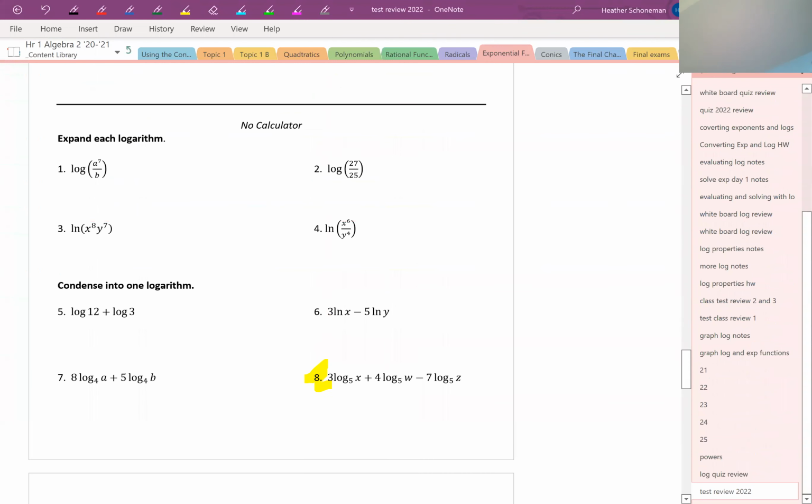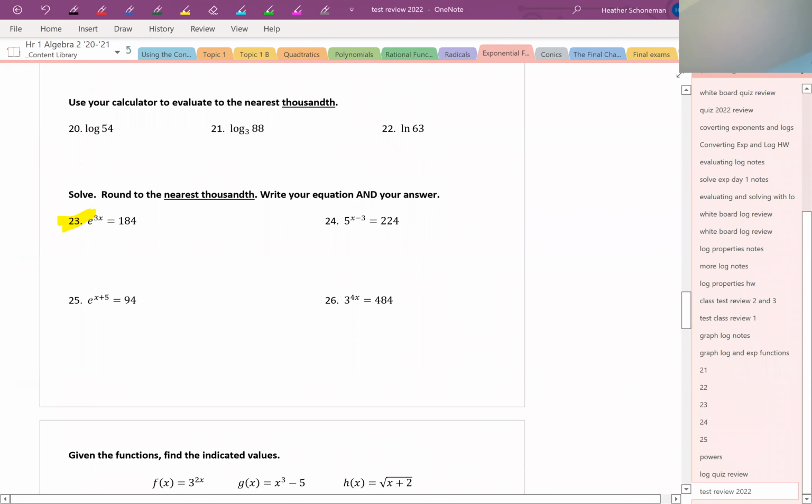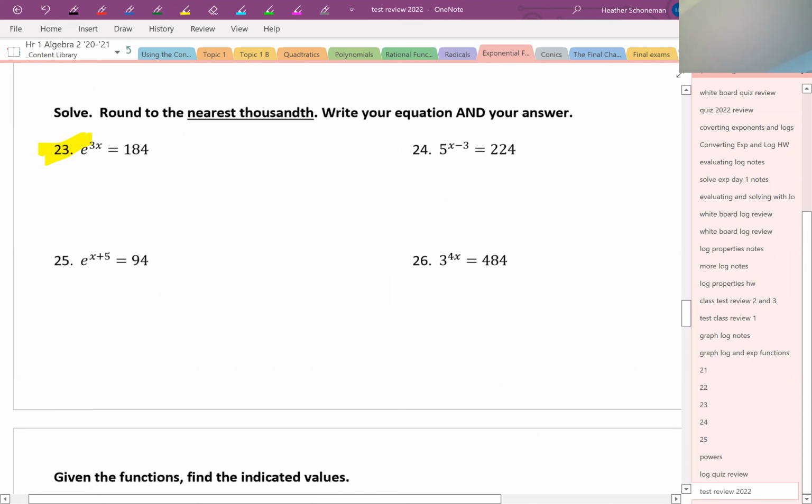Okay, this video talks about questions that you have on the test review, and I'm just going to go through them in order as they appear on your test review. So the first one was number 23 on the calculator section. When you're solving, rounding to the nearest thousandth, anytime there's a variable in the exponent, you're going to use a log to solve.